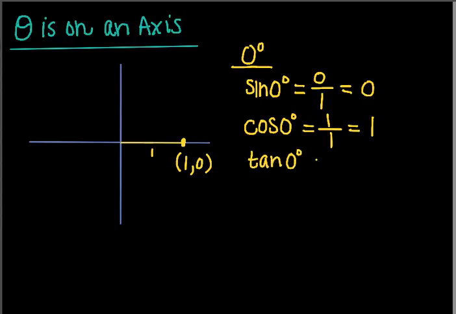Tangent of 0 degrees is going to just be y over x, 0 over 1, which is 0. Isn't that cool? All right, good.